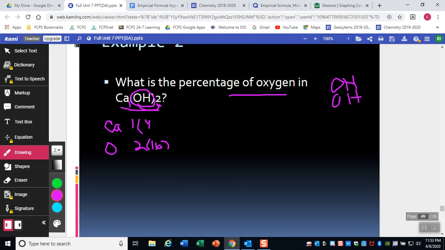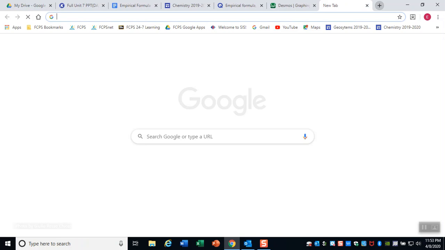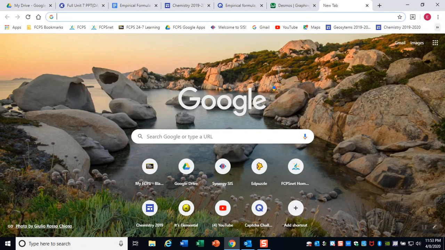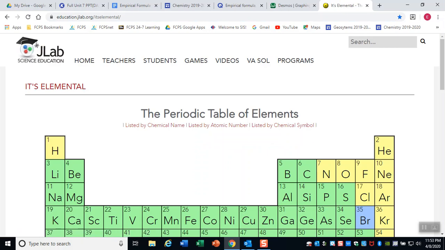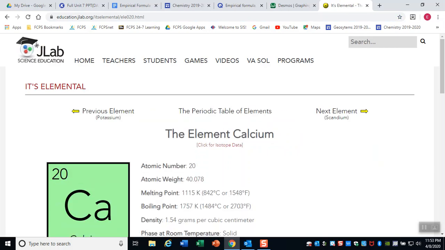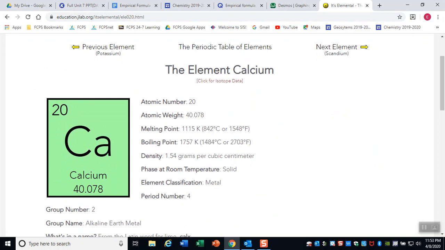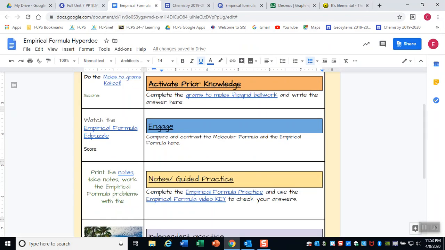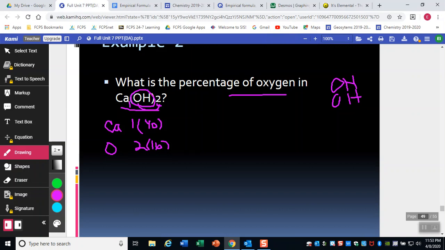And I would look on the periodic table. Let me just check to be sure. Where's my periodic table? All right, so calcium is 40 grams. And then the hydrogen, again, I have two of them, 1, 2, right? The 2 gets distributed here, so I have two hydrogens. Each one is 1.